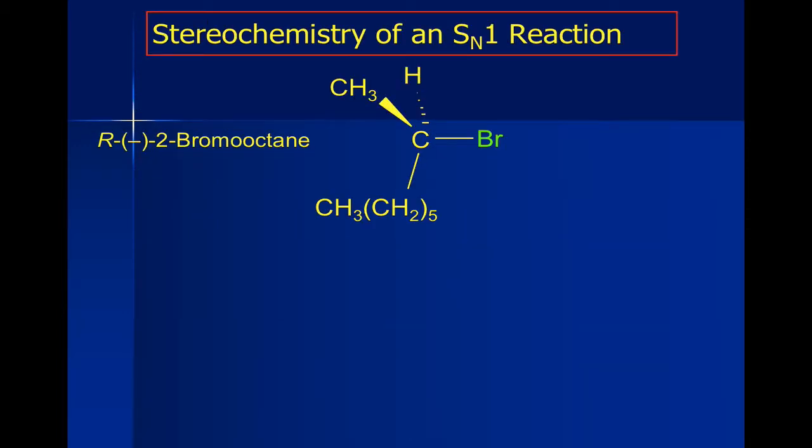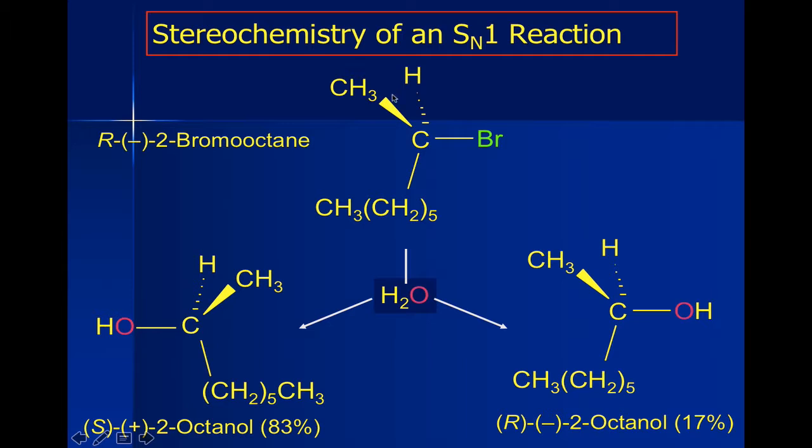Now let's look at a real example where you could start off with a molecule like R minus 2-bromooctane. The minus just means that it rotates plane polarized light in the negative direction, so don't worry too much about that. But just R-2-bromooctane. You can see the hydrogen, the bromine, the methyl group, and then the other alkyl group. We've got some stereochemistry, so you can figure out that in fact it is the R stereochemistry. And if we take this and place it in water, water can function as a nucleophile, and we can allow this to work through an SN1 reaction. This is known as a solvolysis, by the way.